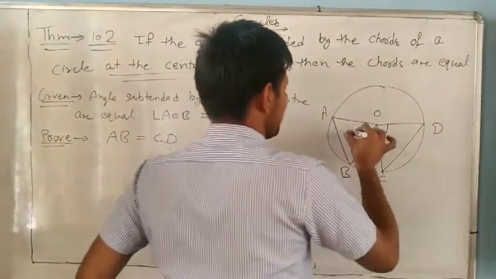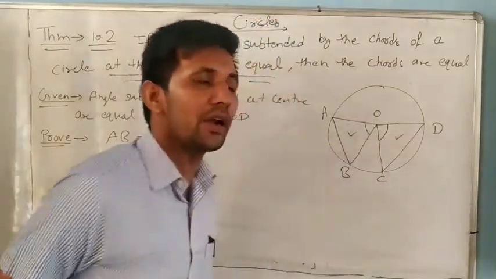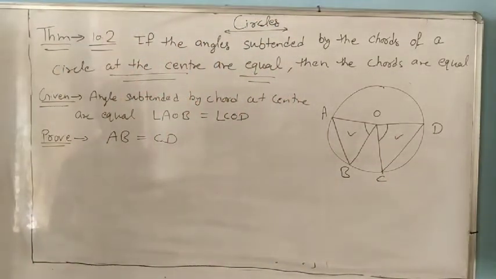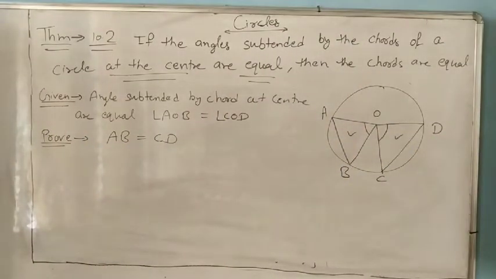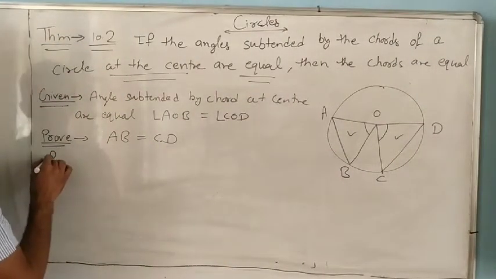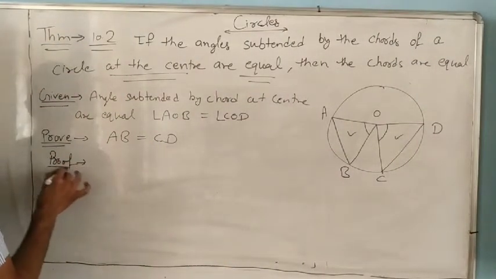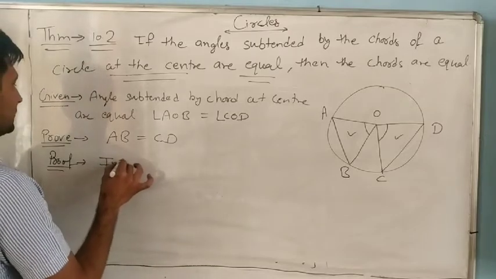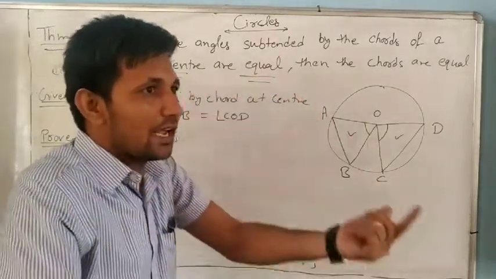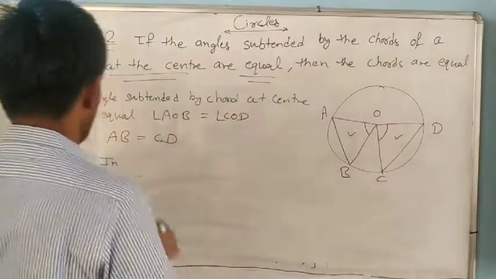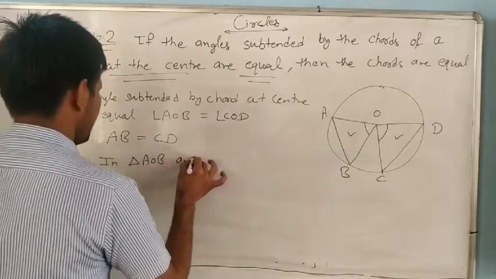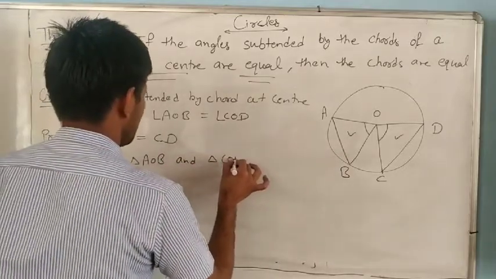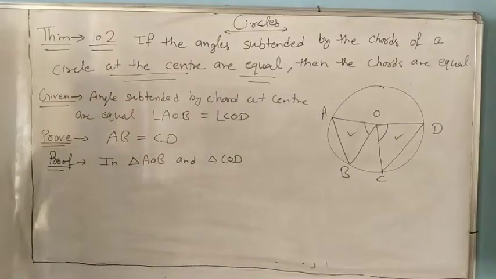We again observe that AB and CD are in two different triangles. If you want to prove that two sides in two different triangles are equal, how will you prove it? We will prove that they are congruent. So first we will take two triangles in which AB and CD are given: triangle AOB and triangle COD.